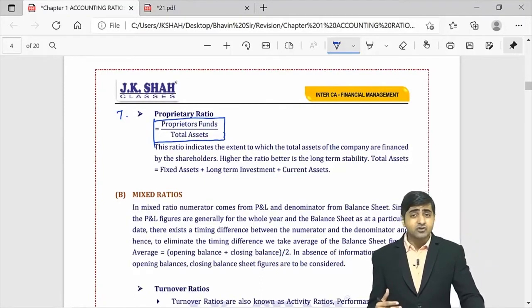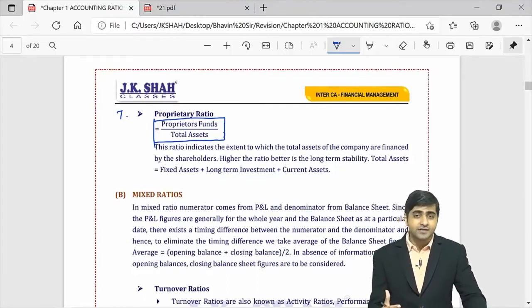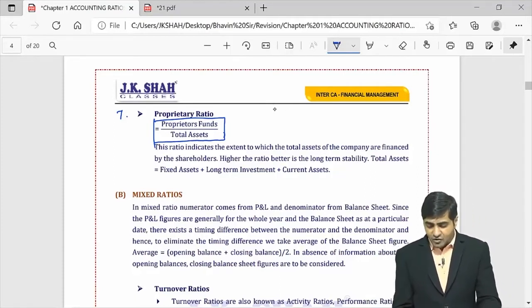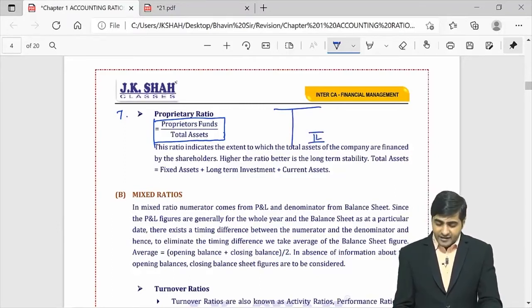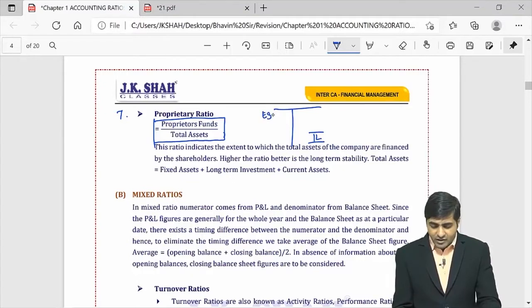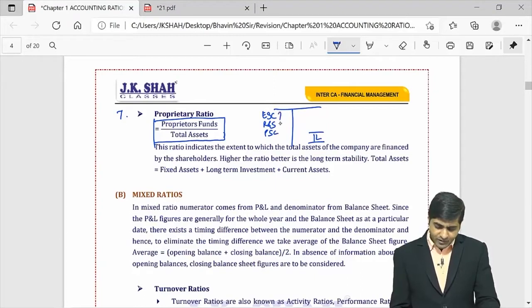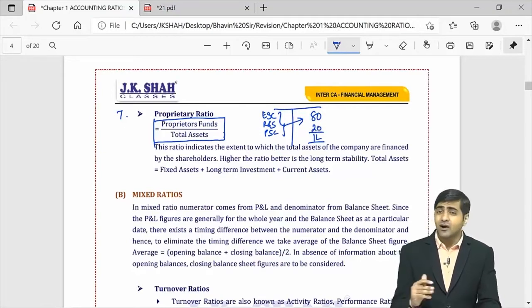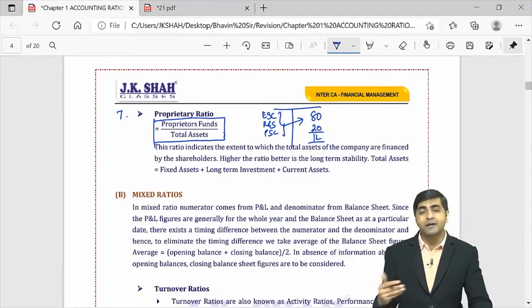Now guys, this ratio signifies how much of the company's total assets is contributed by the proprietors, the shareholders or the owners. Let me put it in these words: suppose on the asset side of your balance sheet your total assets constitute 1 lakh, and out of this 1 lakh, 80,000 is contributed by the owners through equity share capital, reserves and surplus, and preference share capital, and 20,000 is contributed by the outsiders. These are nothing but debt or debenture holders.